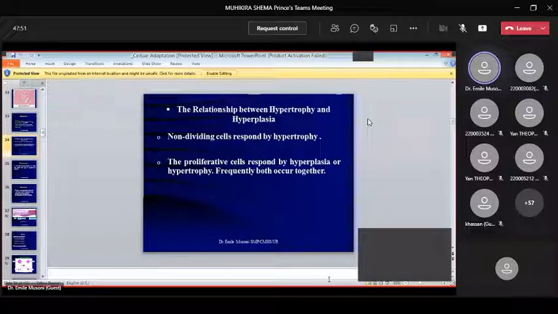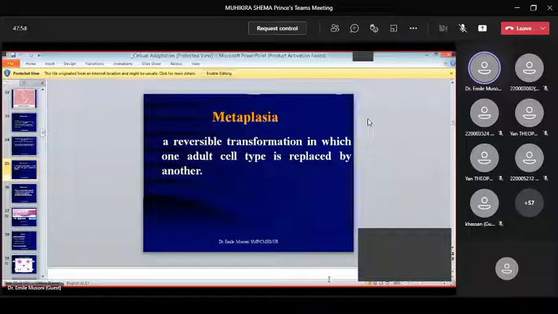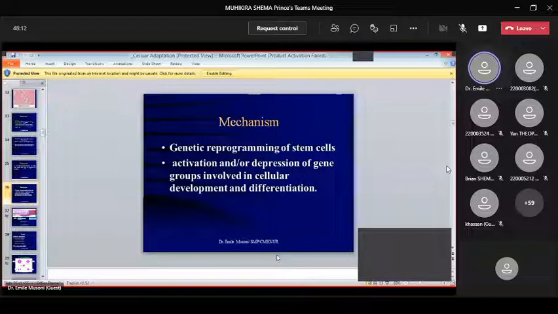Now, the most important take home message here is metaplasia. Metaplasia, we have seen, is where one adult cell type is replaced by another. The mechanism, as I have said, is genetic reprogramming of stem cells. There is disorganization of the genetic material. This is why there is a change in morphology, what we call differentiation.